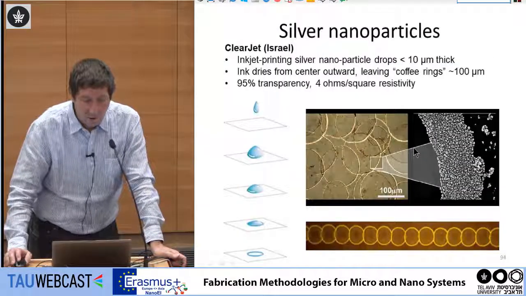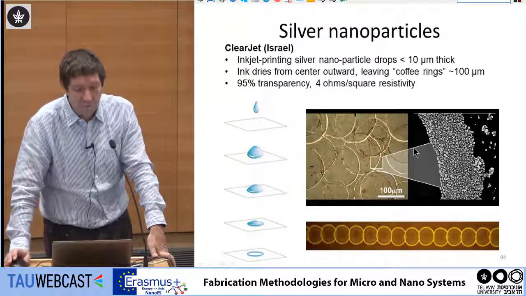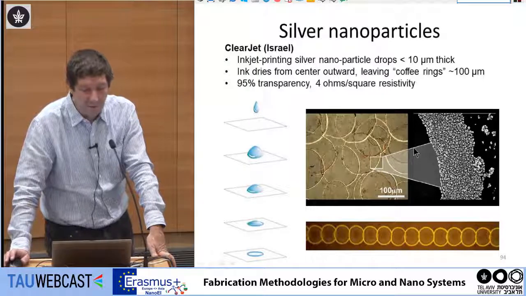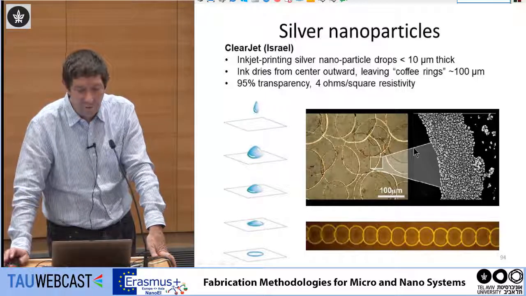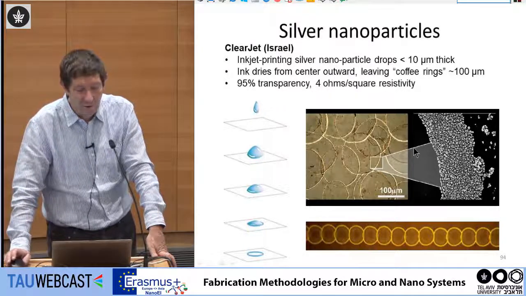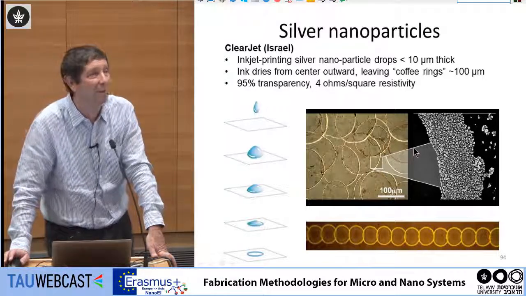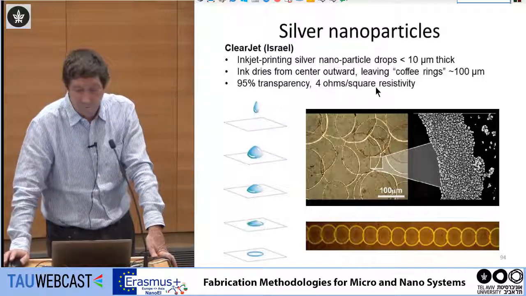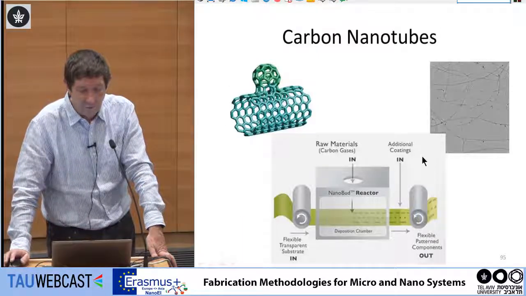This is a company that makes transparent conductors. And the Israeli company Clearjet uses inkjet printing of silver nanoparticle drops, less than 10 micrometer thick. The ink dries from the center outwards, leaving coffee rings about 100 micron in diameter, 95% transparency, 4 ohm per square resistivity. It's one of the best solutions on the market today. It's a startup company which is actually quite successful.